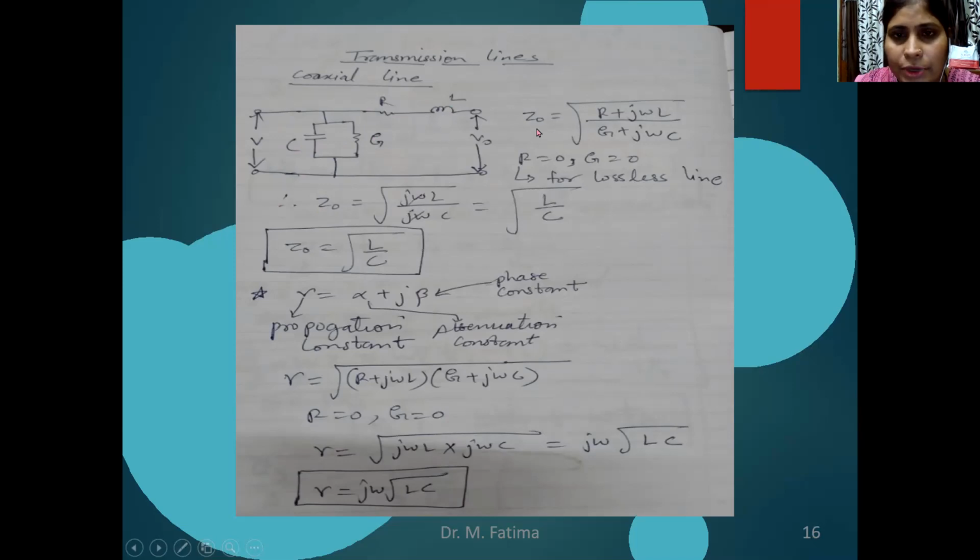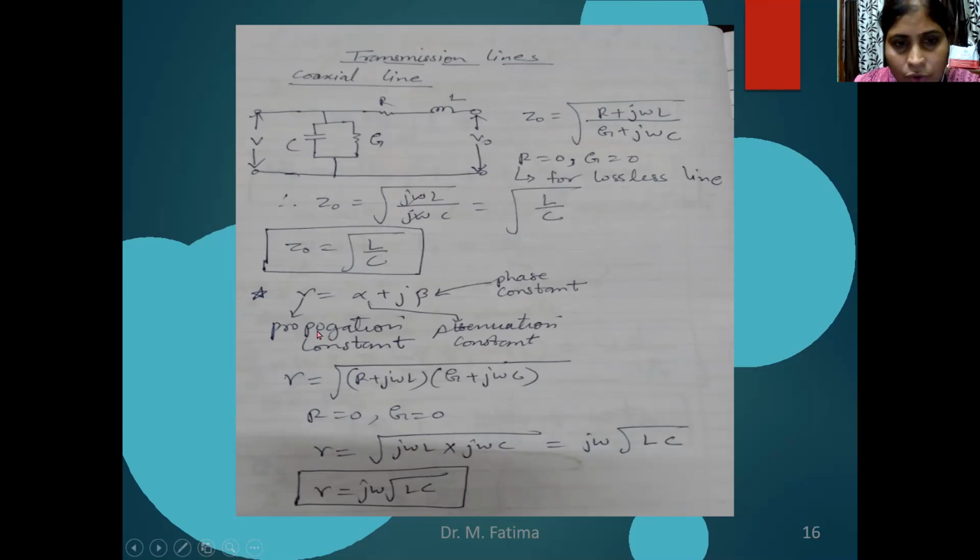So the characteristic impedance can be given by under root of R plus j omega L upon G plus j omega C. If I am taking a lossless line, then the resistance and conductance are equal to 0. So this Z naught is equal to j omega L upon j omega C. Omega will be cut down. So the characteristic impedance is equal to under root of L by C.